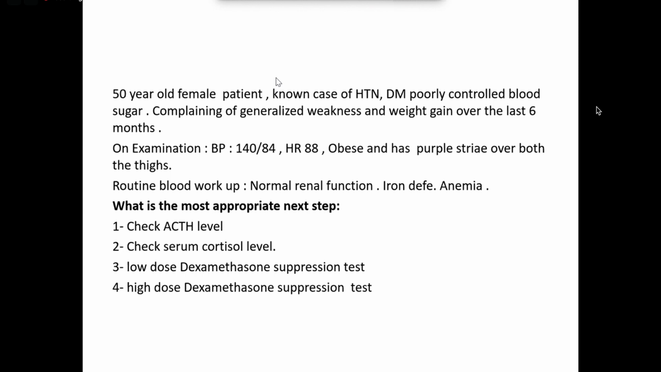Let's read the first question. A 50-year-old female patient, known case of hypertension, diabetes, poorly controlled blood sugar, complaining of generalized weakness and weight gain over the last 6 months. On examination, blood pressure 140/84, heart rate 88, and she's obese and has striae over both thighs. Routine blood workup was normal. She has an iron deficiency anemia. What is the most appropriate step?